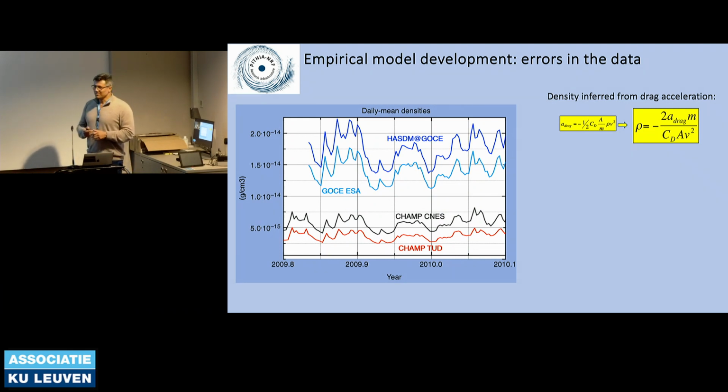The other thing is, even when we are supposedly using the same model, we even do not interpret what the drivers are of this model entirely the same in all groups. So when people are inferring densities from drag, you get very, very different results. And that is shown here. Typically, the black line here at the bottom, these are CHAMP densities, which I derived 20 years ago. And then later on, these were derived again by TU Delft.